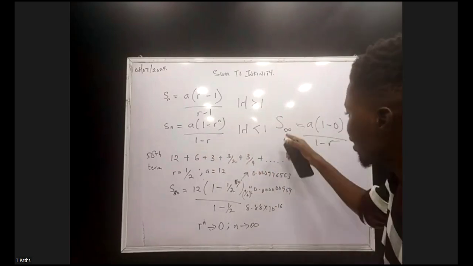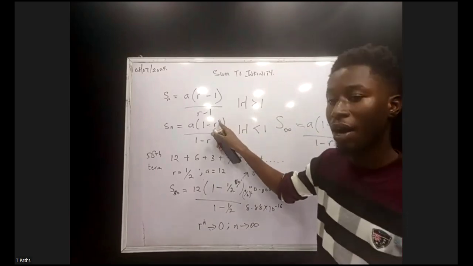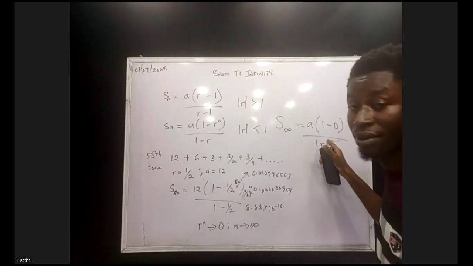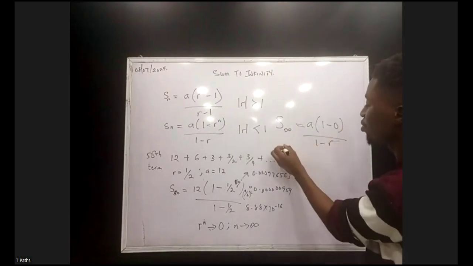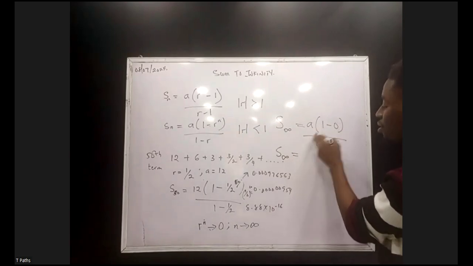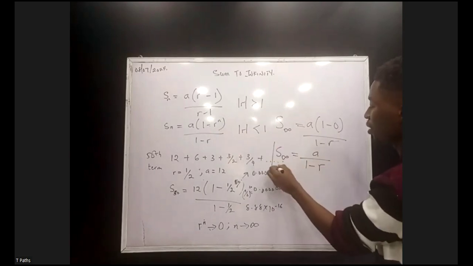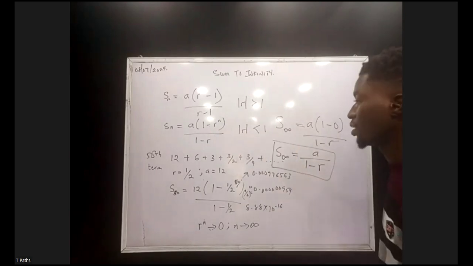That tells us that as this n is approaching infinity, our r raised to power n is approaching 0. Do we get it now? So that tells us the sum to infinity is given by this formula: a over 1 minus r. So this is the formula for the sum to infinity.